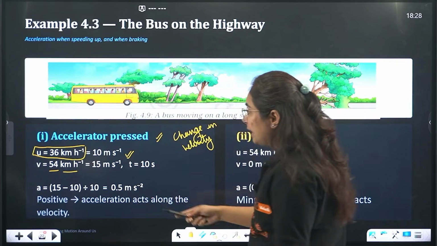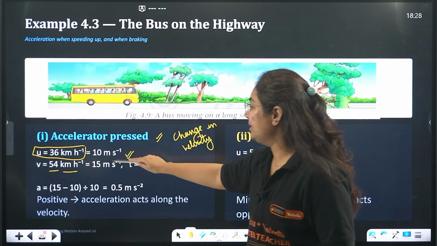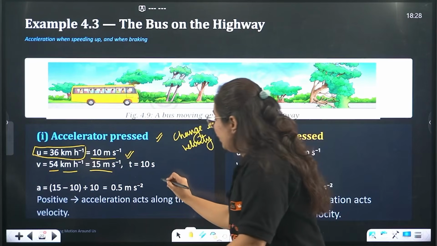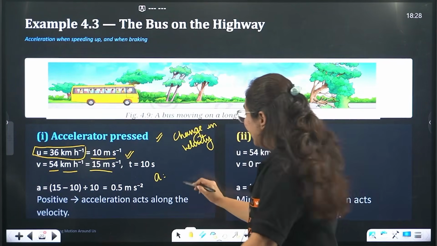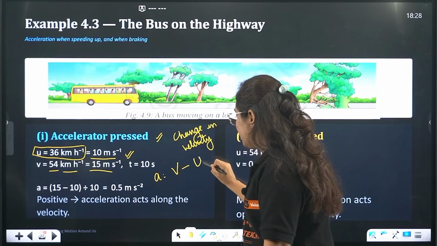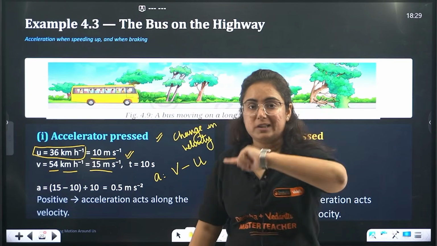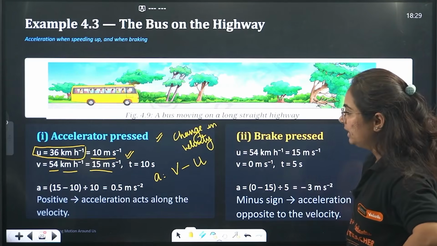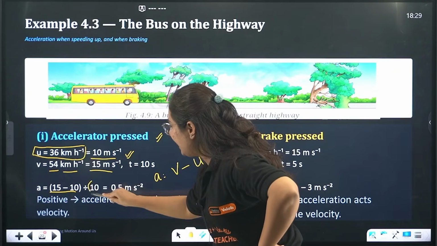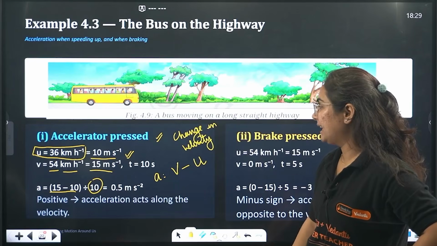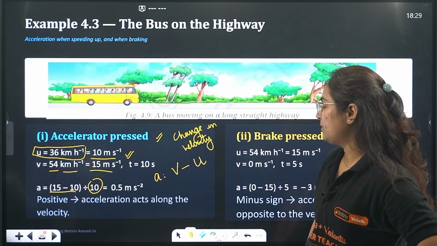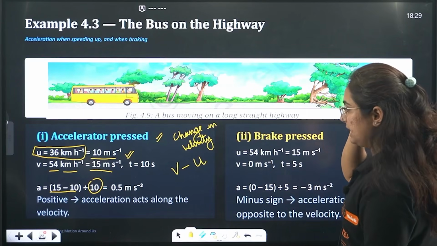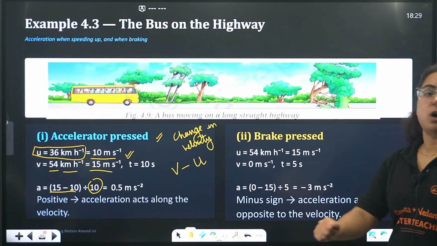Initially, it was what? It was 36 km per hour. That means 10 meter per second. And now it is 15 meter per second. How will you find the acceleration, beta? Final velocity minus initial velocity, where V is final velocity and U is initial velocity, V minus U. That is 15 minus 10 divided by the time. Divided by the time, that is 10 seconds. And hence it will become 0.5 meter per second square. Okay? Now, moving to the next one.